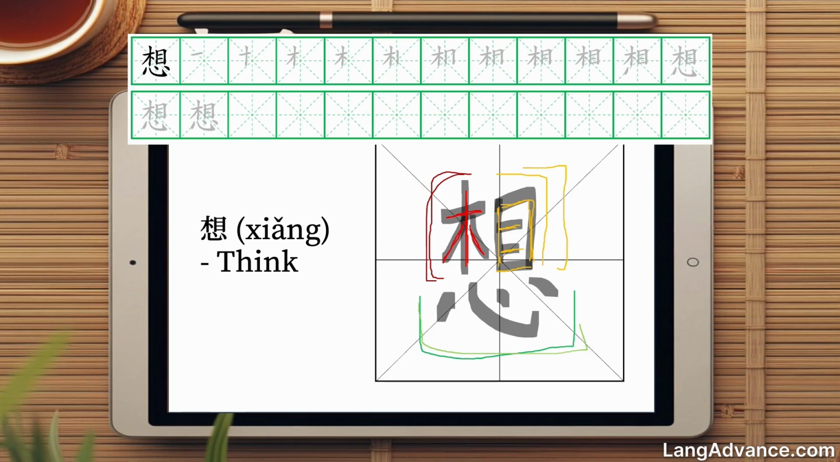And now, lastly, our heart. Our one dot here, our drag and hook up, our dot and our dot. Okay, and that is how you write 想 in Mandarin Chinese. Awesome.